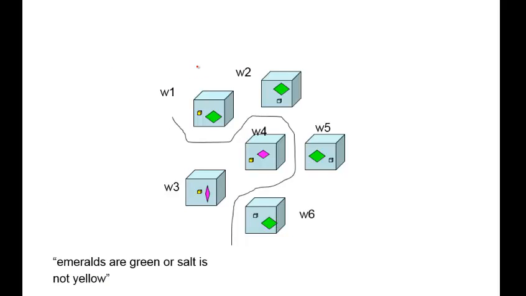Emeralds are green or salt is not yellow. You can pause the video and study that one if you want. And then that's it. Okay. So I hope that that helps you see the connection between the truth tables and the set of possible ways things could be.